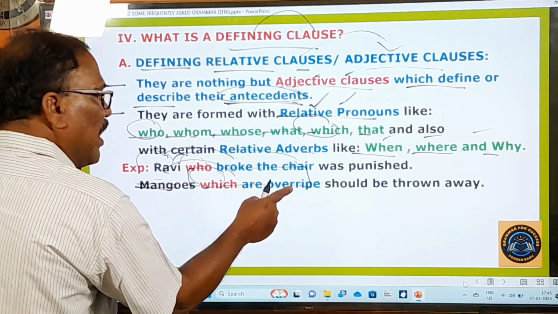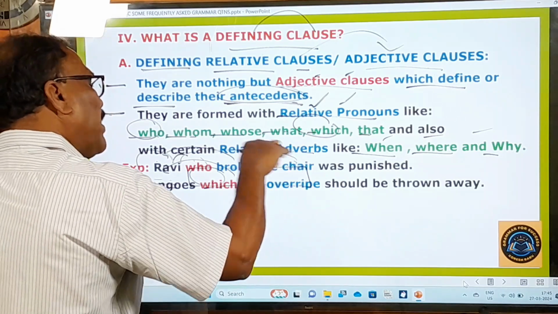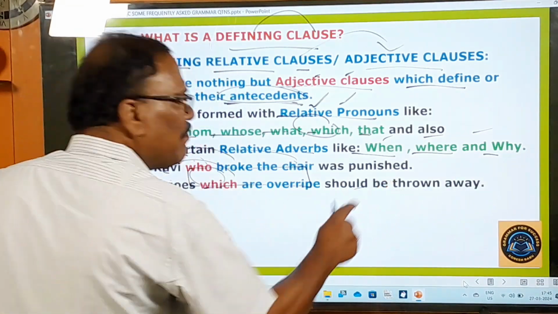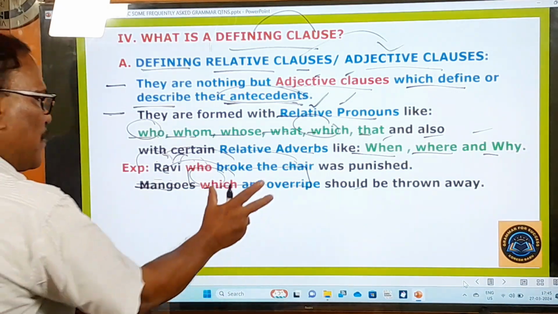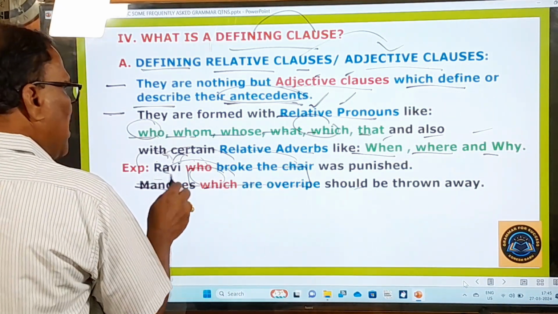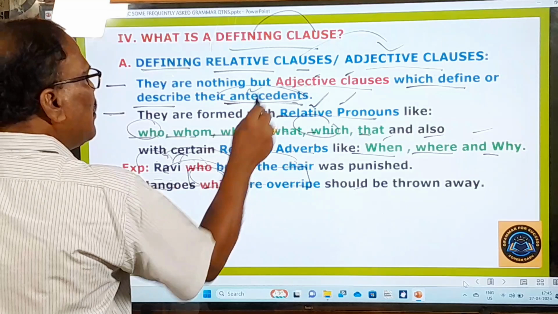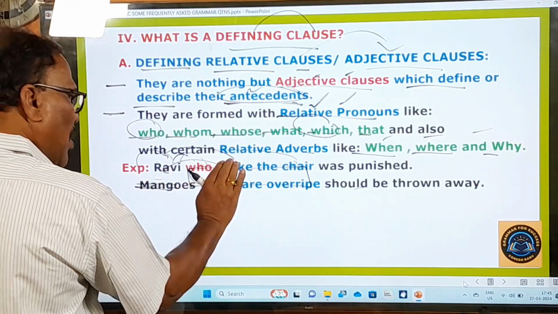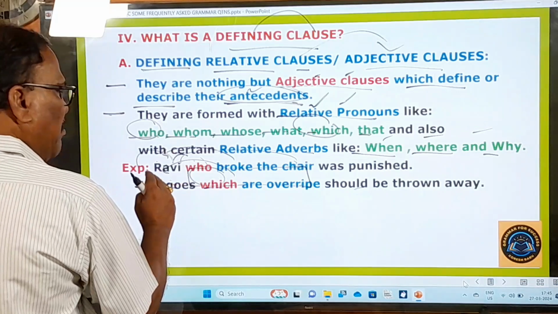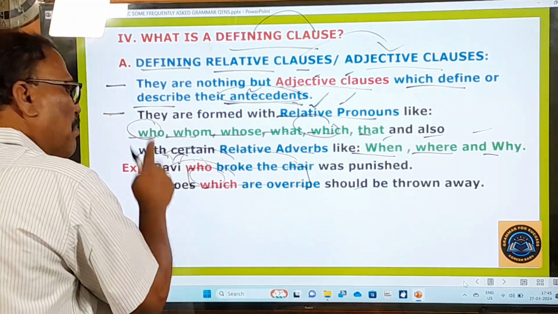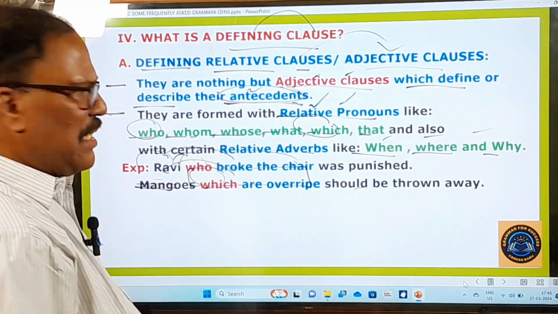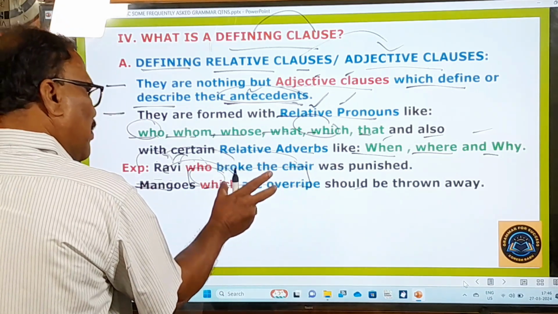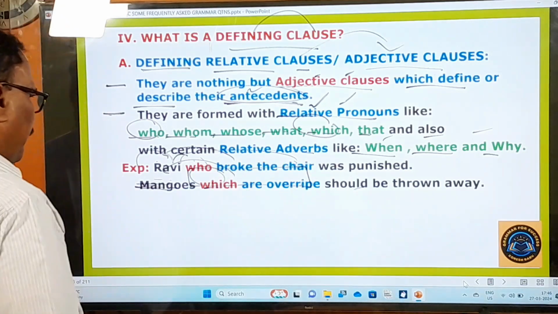Mangoes which are overripe. Evaithe atiga pandinavo, a mangoes should be thrown away. So this part is describing these mangoes. These mangoes, this is called an antecedent of this clause. E clause ku idi antecedent. Antecedent means mundu undi varninchabadutunna mata, that is called antecedent. Mangoes which are overripe should be thrown away. So this is the adjective clause or defining clause, right?